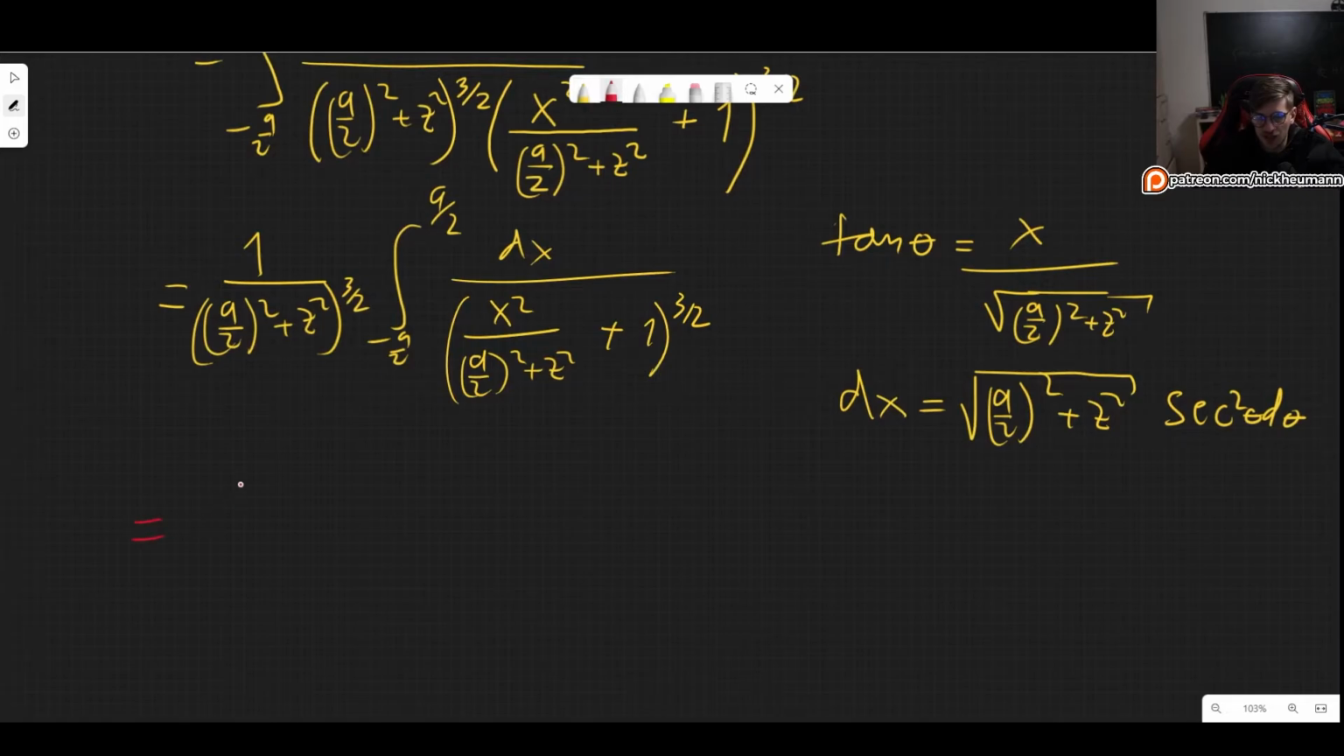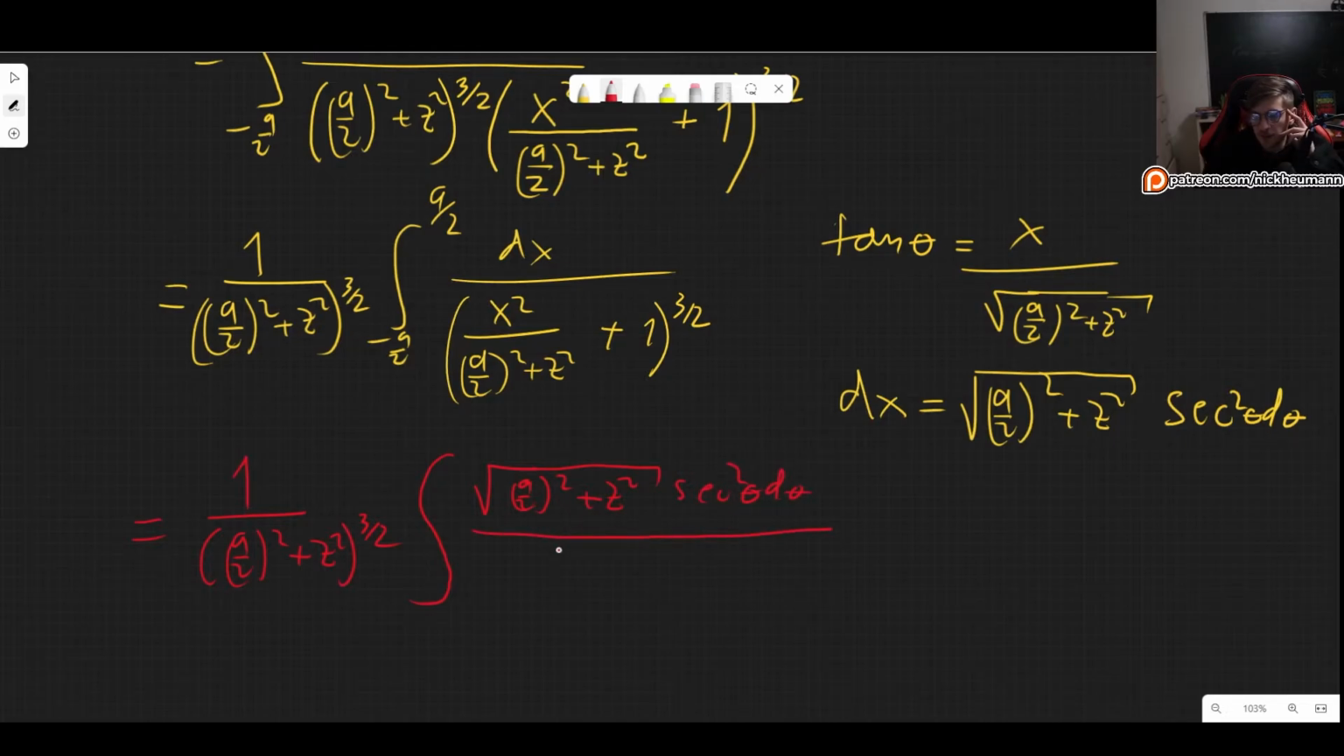So plugging this in, changing colors, we have 1 over (a/2)² plus z² to the 3/2, the indefinite integral of dx, which is the square root of (a/2)² plus z². And then we have secant squared of theta d theta divided by tangent squared of theta plus 1 to the 3/2. And notice now that this part cancels out the square root down here. So instead of having 3/2, you end up with 1. So this is now to the 1 power, which is very nice.